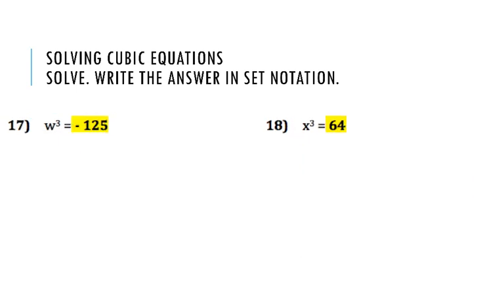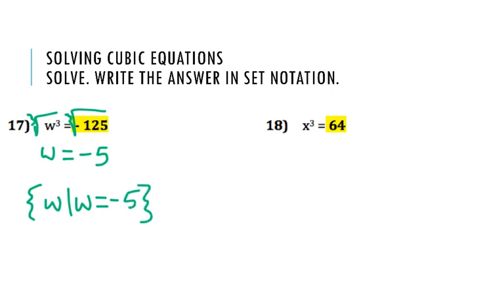Okay, number 17. w to the third power equals negative 125. So again, we're going to take the cube root of both sides of our equation, which results in w being equal to negative 5, since it's a negative 125 in the cube root. So putting it in set notation, we say that we have the set w such that w equals negative 5.